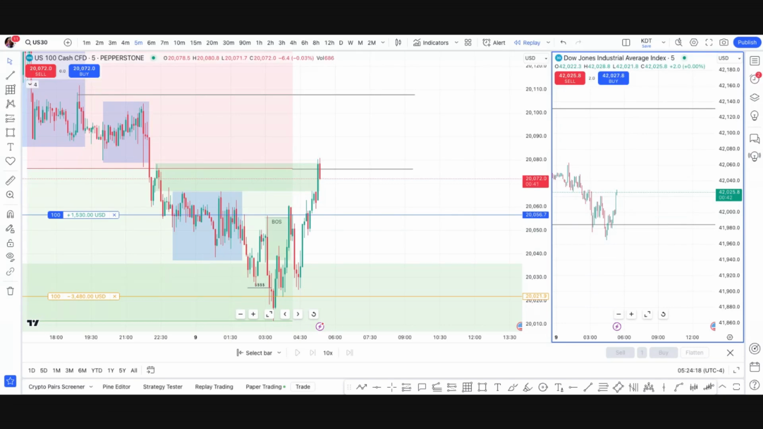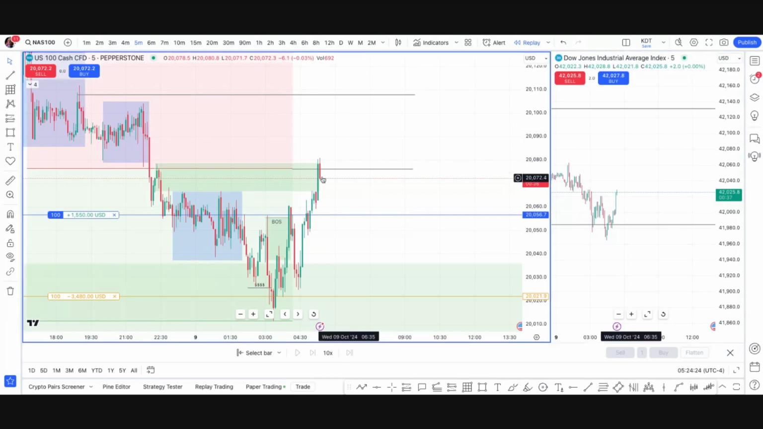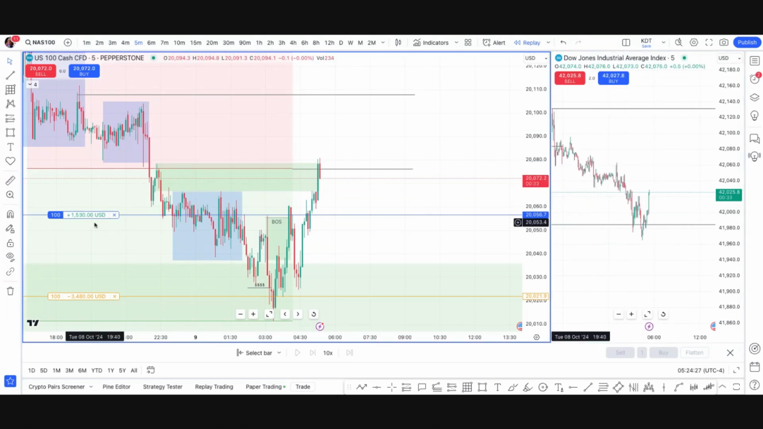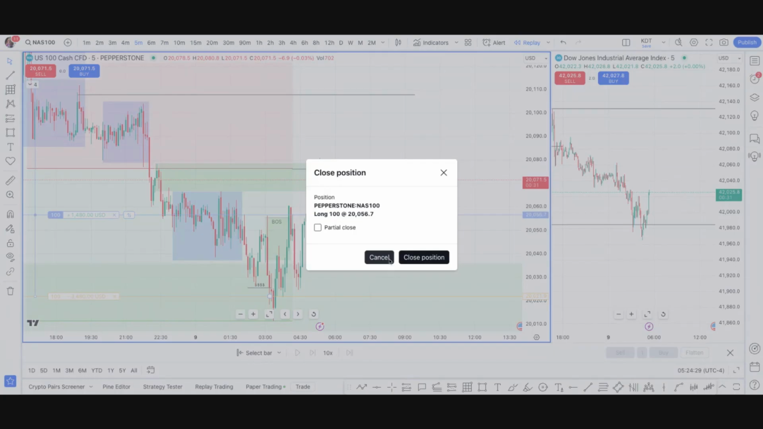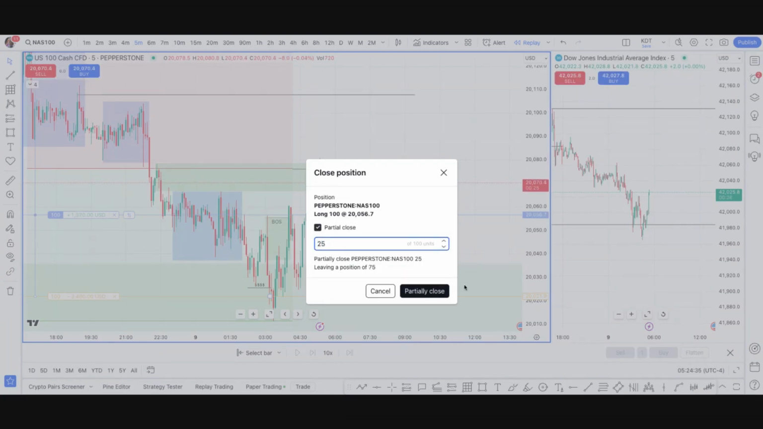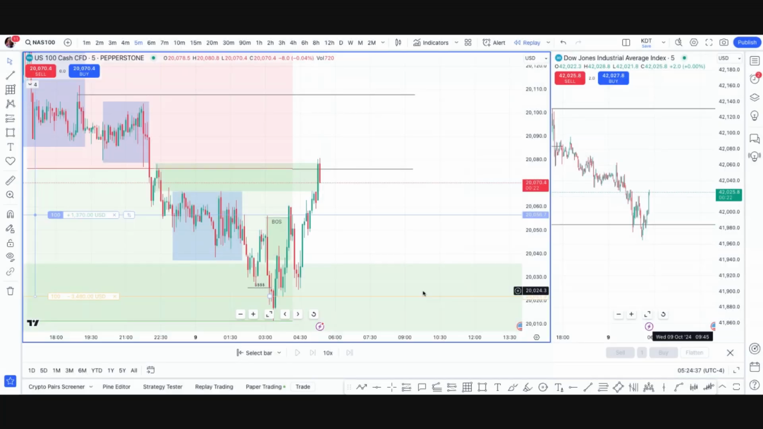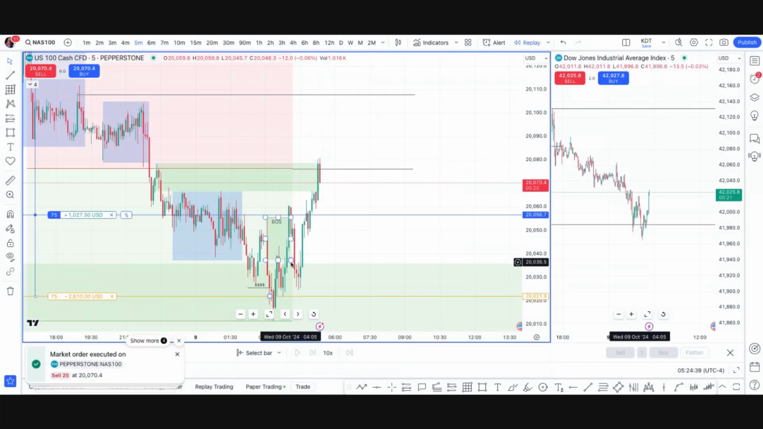Okay, so we hit the first TP area. I was away from the charts, unfortunately, so I missed the opportunity to close right at their portion. But nevertheless, we're going to go ahead and close a portion of it as well, 25% of the overall position. And that's mainly because we still need to go quite far.